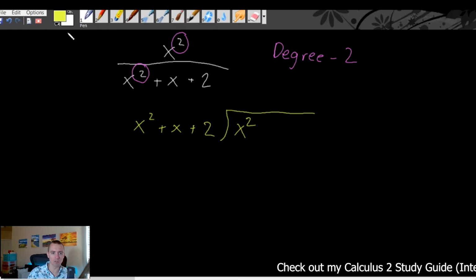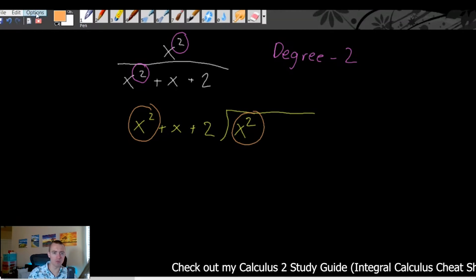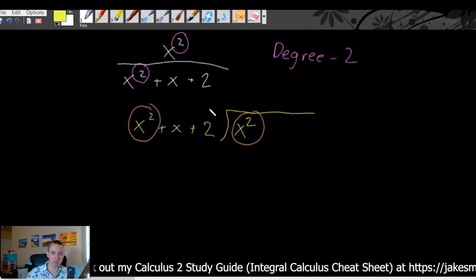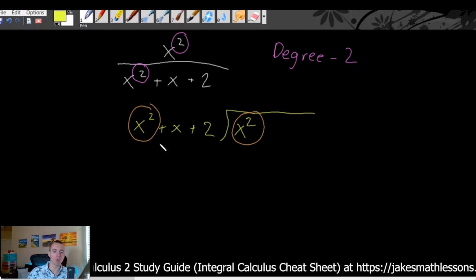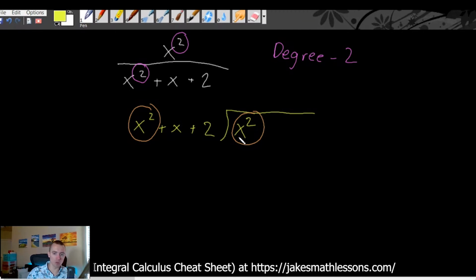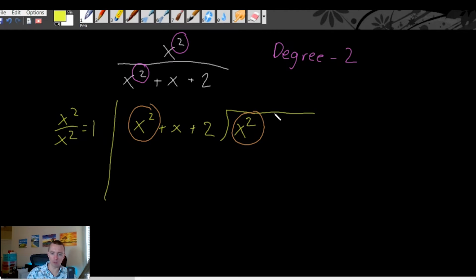So we're basically just looking at this term and this term to figure out what we're going to divide by as we go through each time. So when you look at that, you just want to see, if we do this term in here divided by the leading term out here, what do we get? If we just do x squared divided by x squared, that would just simplify to 1. So we're going to put a 1 right here on top of our division sign.